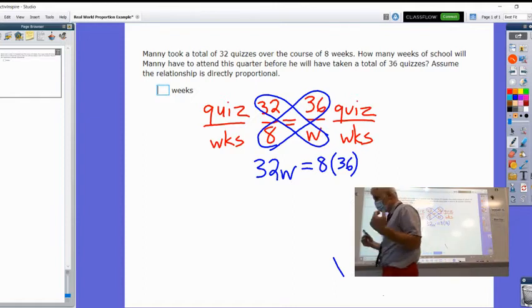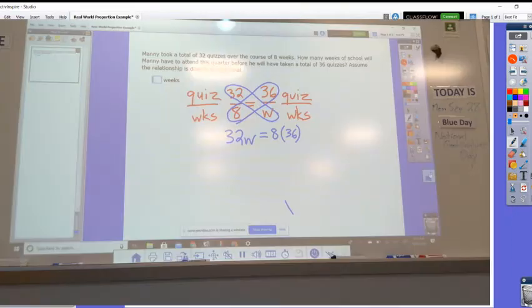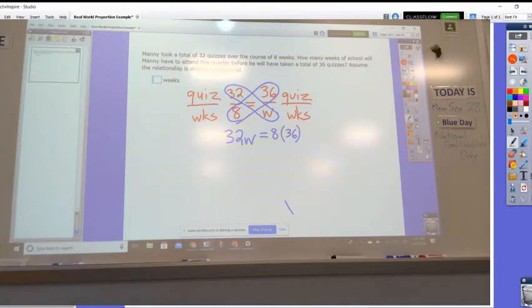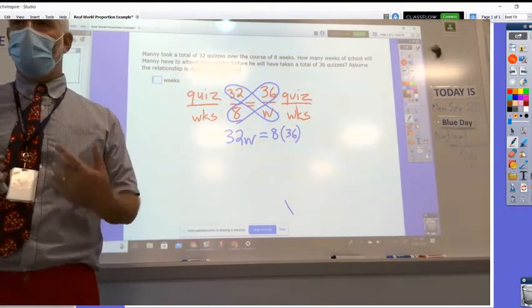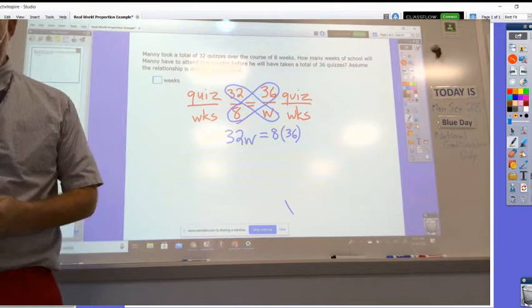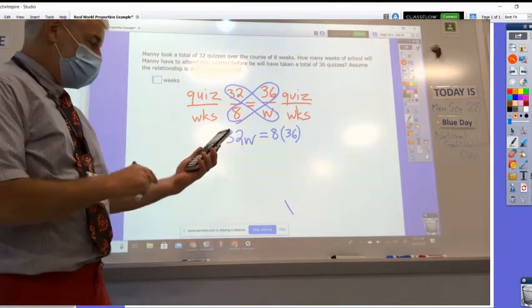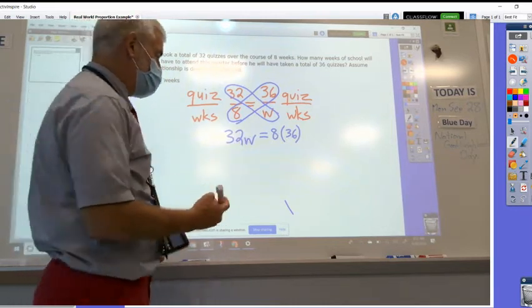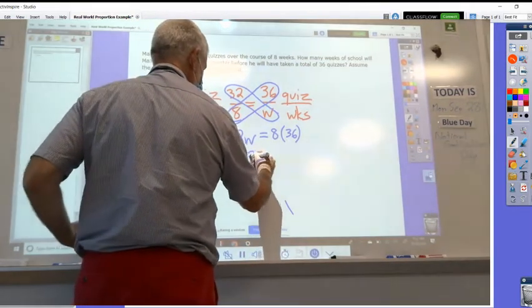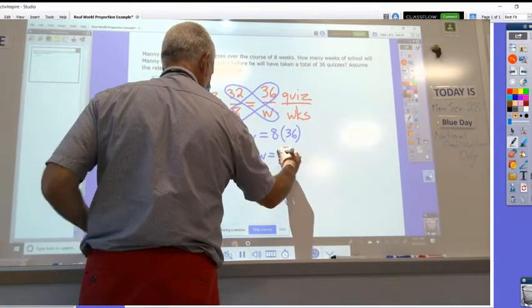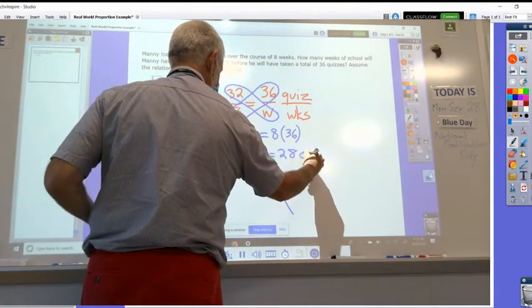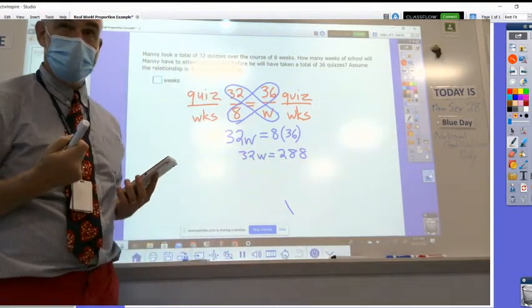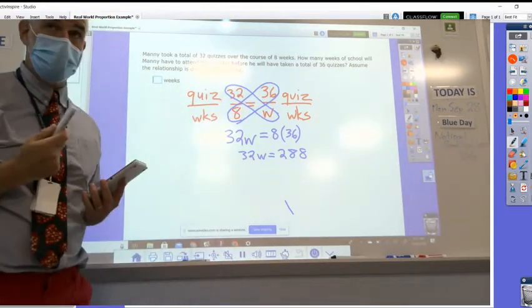Again, I don't use multiplication symbols anymore, and neither should you. You should use parentheses, or you can use a dot. And if it's a number and a letter, you always do the number first, then the letter, with nothing in between them. Handy dandy calculator here, because I don't know what 8 times 36 is off the top of my head. It's 288. So 32 times W equals 288. That's the cross product, the result of these cross multiplications.